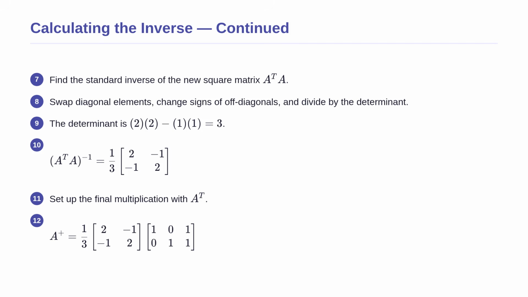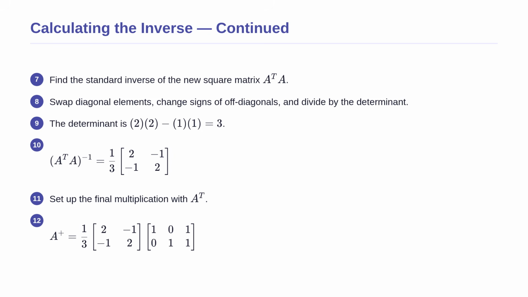Continuing with our calculation, we now need to find the standard inverse of this new 2 by 2 square matrix. To do this, we use the standard rule. We swap the diagonal elements, change the signs of the off-diagonal elements, and divide everything by the determinant. The determinant here is 2 times 2 minus 1 times 1, which equals 3. So we divide the matrix by 3. Now we have the inverse of the product.